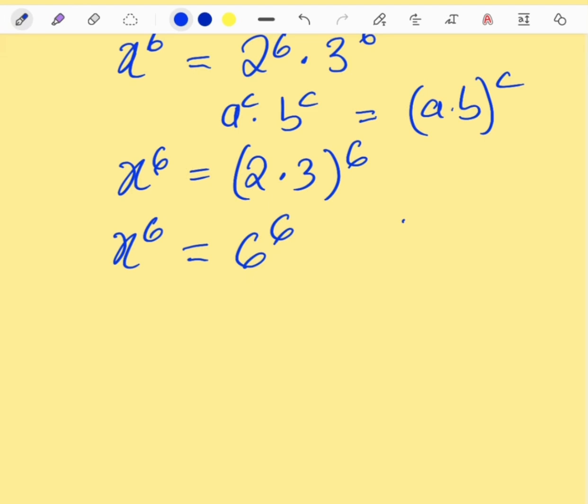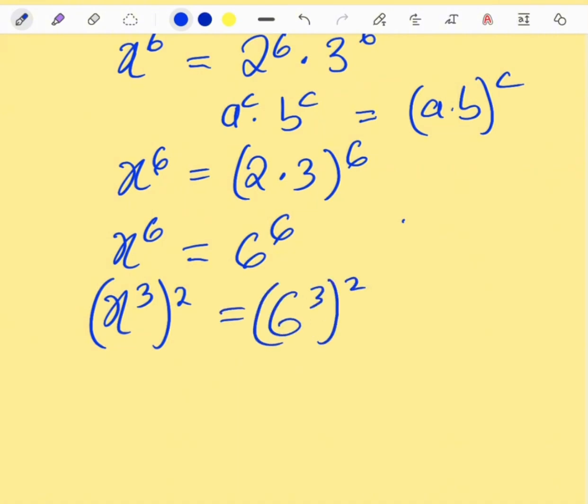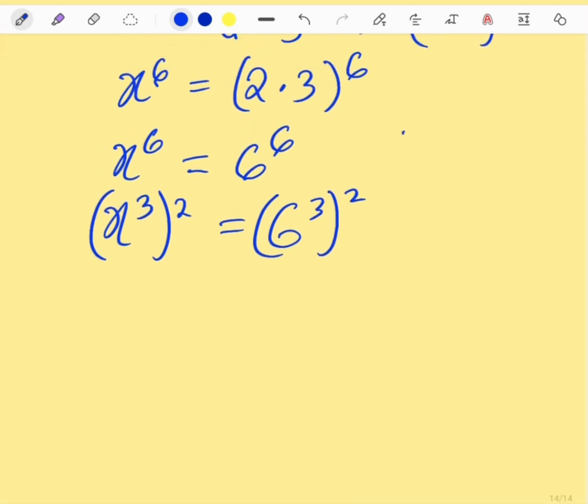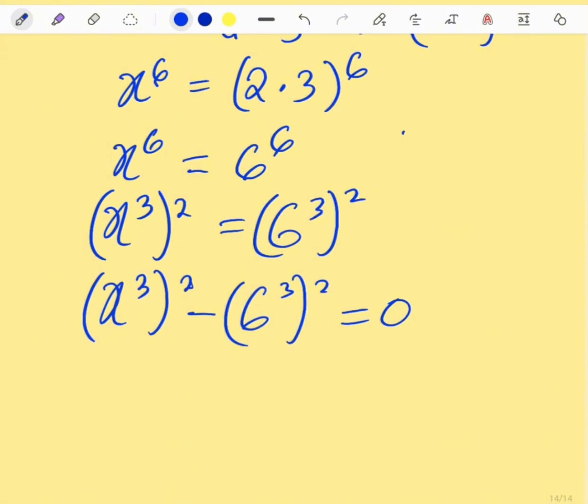but that's not the full solution, because there are a lot of solutions you can get from this. So the best thing to do here is to break this down as x power 3 then power 2, so that 3 times 2 gives you back your 6, equal to 6 power 3 then to the power of 2, right? 3 times 2 is also 6. Now, this is x to the power of 3 then to a power of 2 minus 6 to the power of 3 then to a power of 2. Everything is now equal to 0.